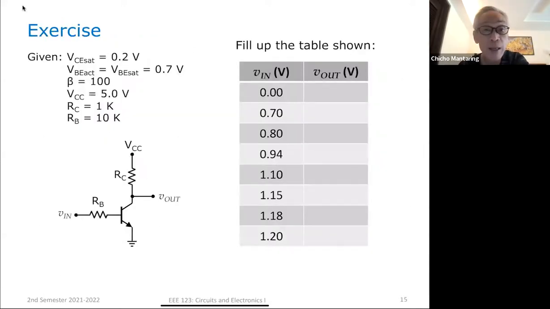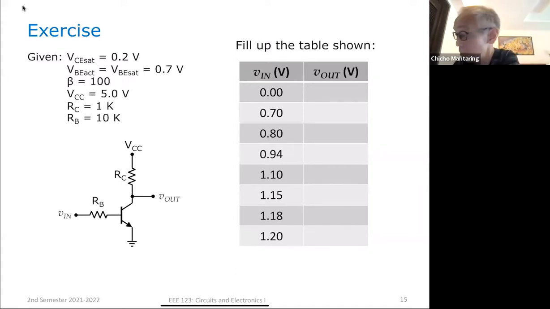So I'm going to repeat the previous example, to get the chance to discuss this example more thoroughly than last Tuesday. Fill up the table below. So I have a transistor, silicon, VCE SAT equal to 0.2 volts. VBE active equal to VBE SAT equal to 0.7 volts. In other words, the voltage drop across the base emitter diode, whether it is in active mode or in saturation mode, will be equal to 0.7 volts. And then beta equal to 100, supply voltage equal to 5 volts, collector resistance 1K, and base resistance 10K.